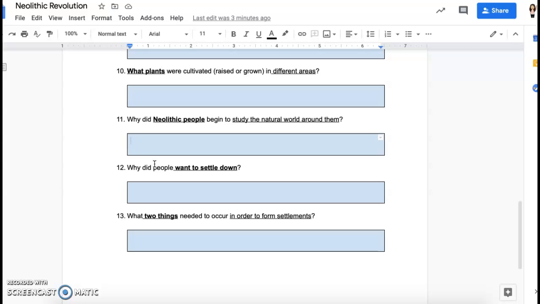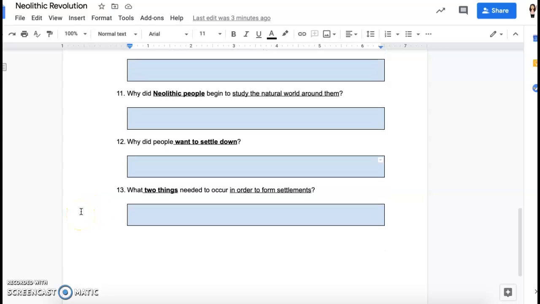Number 12, why did people want to settle down? And type your answer in the box here. And number 13, what two things needed to occur in order to form settlements? And type your answer in the box here.